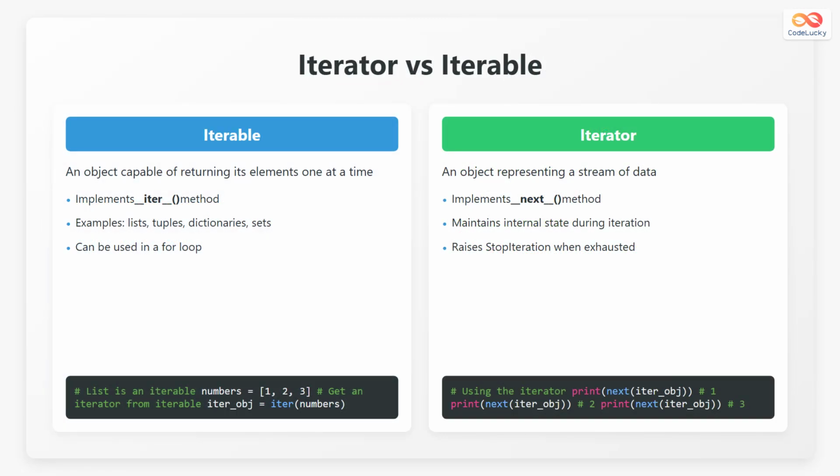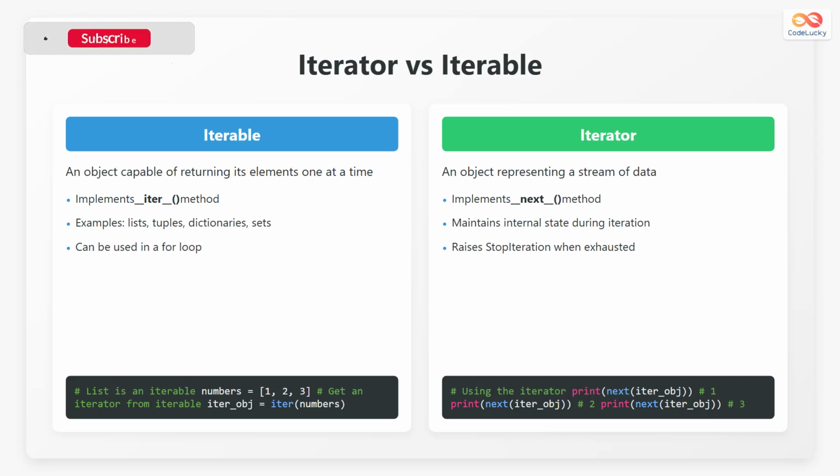It's important to distinguish between an iterator and an iterable. An iterable is an object capable of returning its elements one at a time. It implements the __iter__ method, and examples include lists, tuples, dictionaries, and sets. It can be used in a for loop. In this code, the list numbers is an iterable, and we obtain an iterator iter_obj from it using the iter function.